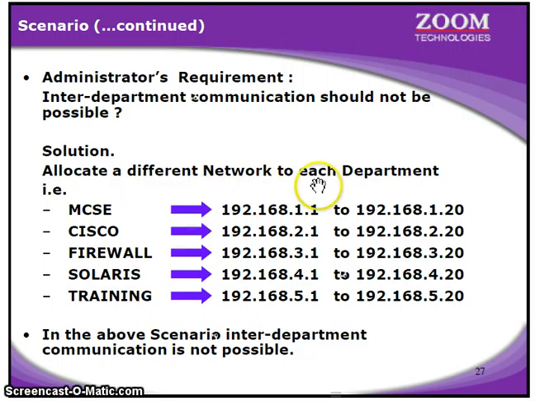to each department. In the previous case, the first three parts or octets were the same, that is 192.168.1.1 till 192.168.1.100. Over here we are allocating a different network to the different departments. So these are the 5 departments: dot 1, dot 2, dot 3, dot 4, dot 5. Each network will have 20 addresses starting from 1 to 20. So over here the communication between the two departments will not happen.